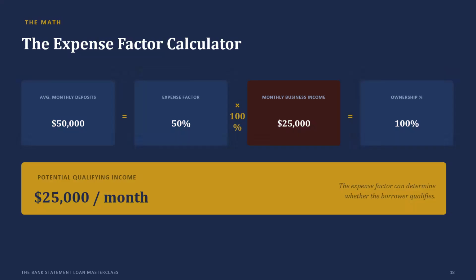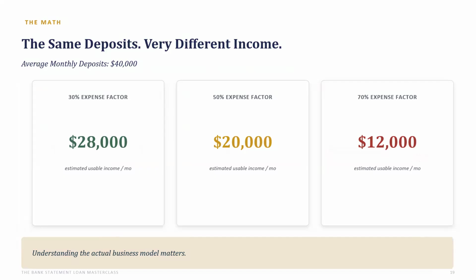The expense factor calculator. Average deposit is 50,000, expense factor 50%, monthly business income 25K, ownership 100%. Well, there you go. $25,000 a month in income, right? Is what we show. Same deposits, very different income. 30% expense factor, that's what that looks like. 50% expense factor, 70% expense factor. So understanding the actual business model does matter here.